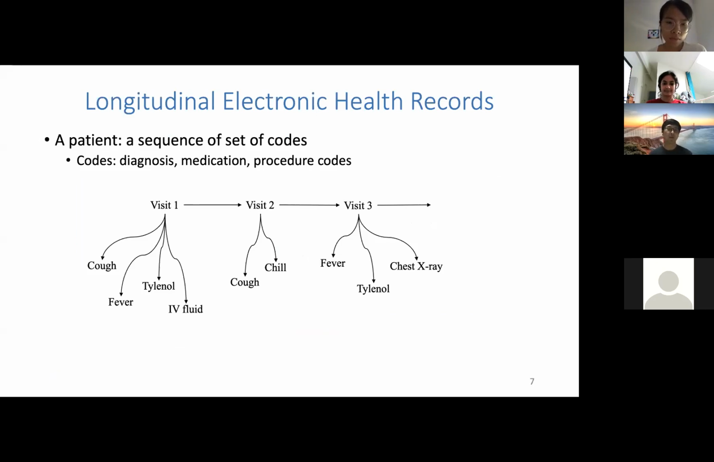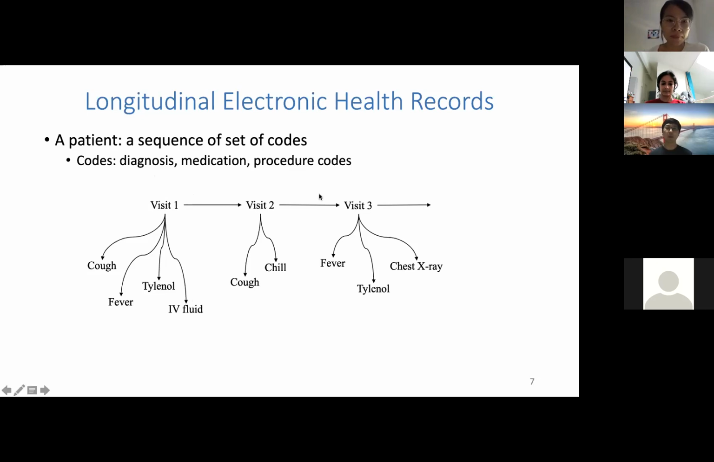Back then, I was asked to predict heart failure diagnosis in the future, given a sequence of outpatient records. So it was outpatient records that I was looking at, and I viewed a single patient as a sequence of visits, and each visit contained multiple codes, a different number of codes at that. So in the first visit, the patient could be diagnosed with cough and fever, prescribed Tylenol, and then maybe get IV fluid just to make them feel better.